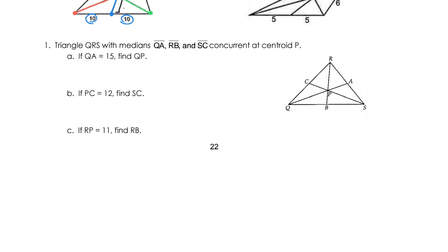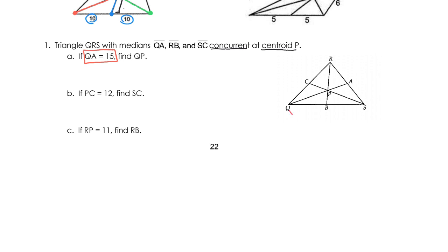Let's look at number 1, and it says that we have triangle QRS with medians QA, RB, and SC. And they're concurrent, meaning that they all meet at the same spot, which is at centroid P. Okay. All right, here's the first one they're going to tell us. It says that QA equals 15. So let's go find QA.